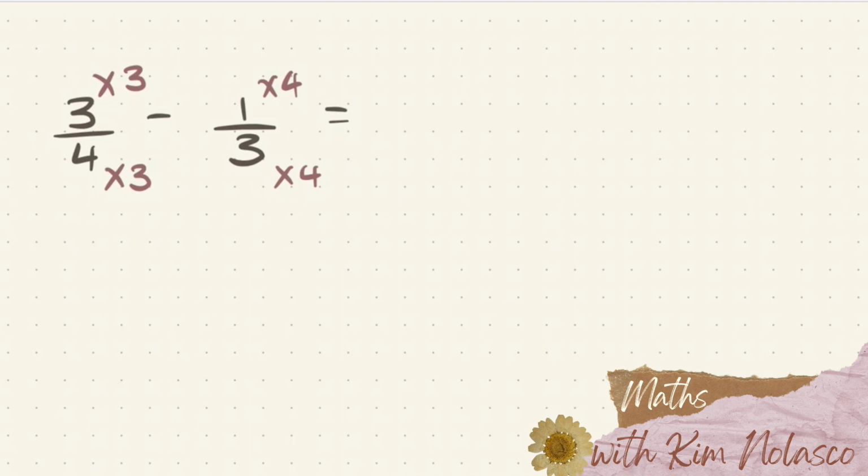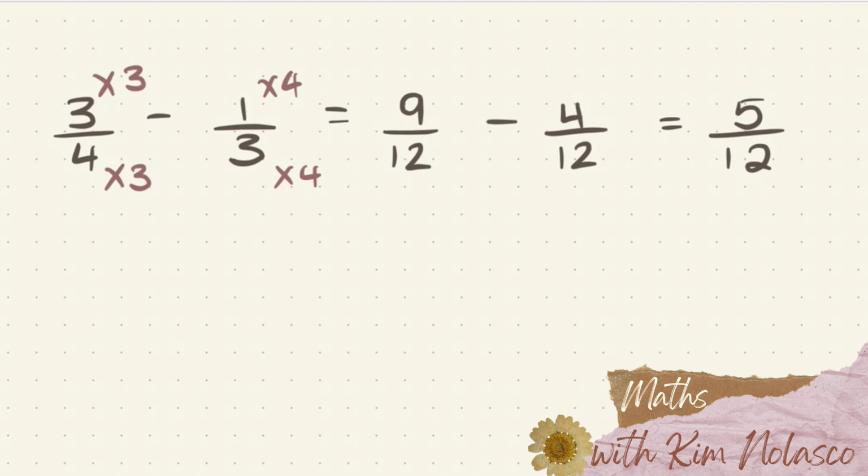Now working out the multiplications, I've got 3 times 3 is 9, 4 times 3 is 12, take away 1 times 4 is 4, and then 3 times 4 is 12. So now I can work out 9 take away 4. 9 take away 4 is 5, and the 12 stays the same. So the final answer is 5/12.